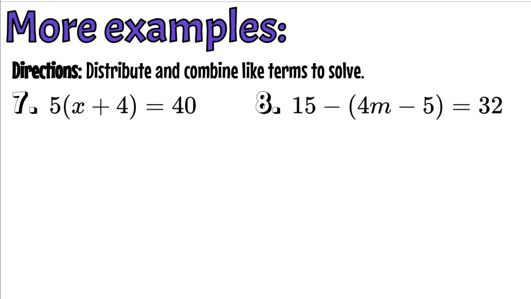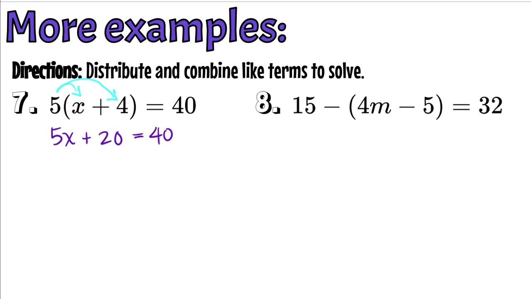Let's try some examples with a little different format. In these cases, you need to distribute and combine like terms and then solve. In one of my previous videos, I talked about how to distribute. So hopefully you remember that you multiply that term that's in front of the parentheses by each of the terms in the parentheses. So we have 5 times x equals 5x, and then we have 5 times 4 is going to give us a plus 20, and then that is equal to 40.